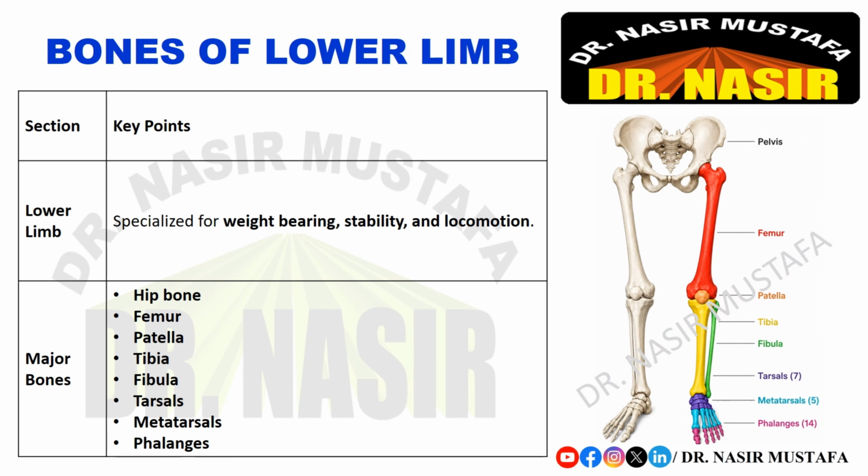Lower limb bones. We now move to the lower limb. The lower limb is specialized primarily for weight bearing, stability, and locomotion. Its major bones include the hip bone, femur, patella, tibia, fibula, tarsals, metatarsals, and phalanges.